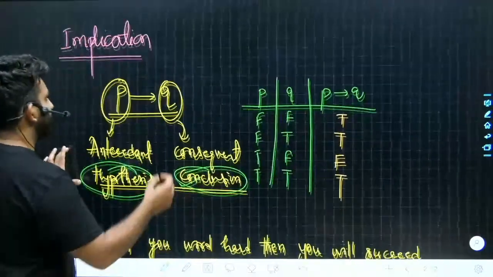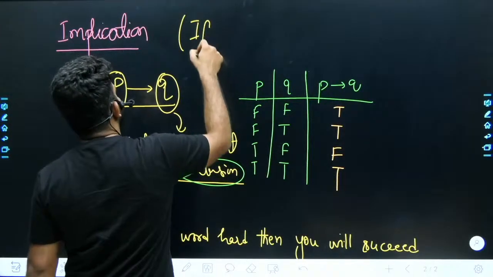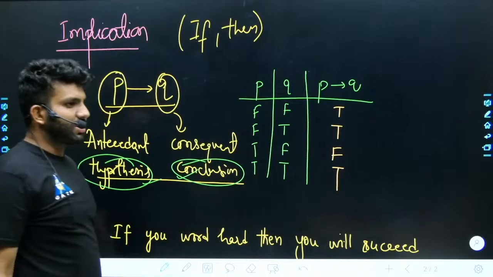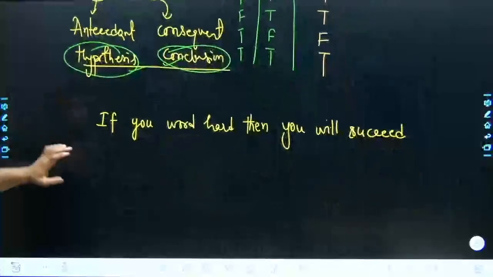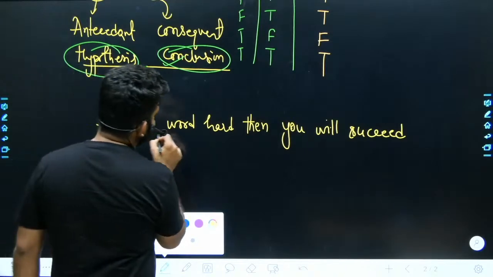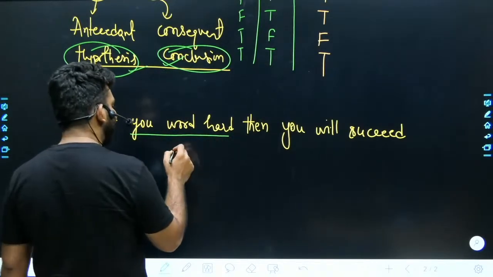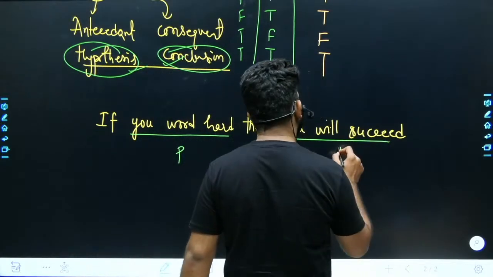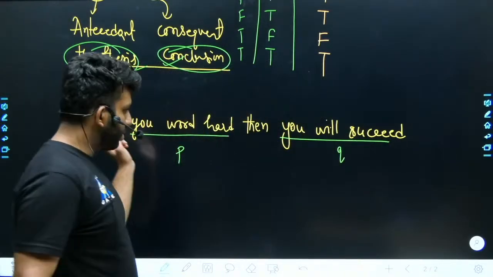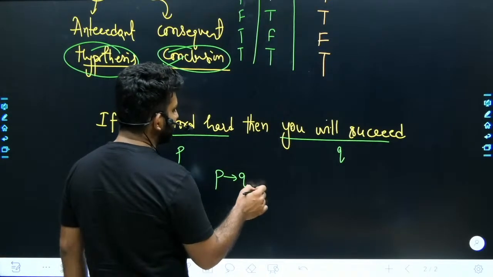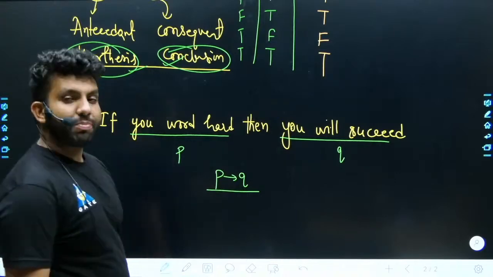In English it works like if and then, and similarly it works over here. I have written this proposition over here, and let's say I represent this part, if you work hard, by P, and I represent this part, you will succeed, by Q. So what does this compound proposition tell me? It tells me P implies Q. Now let's understand when it will be true and when it will be false.